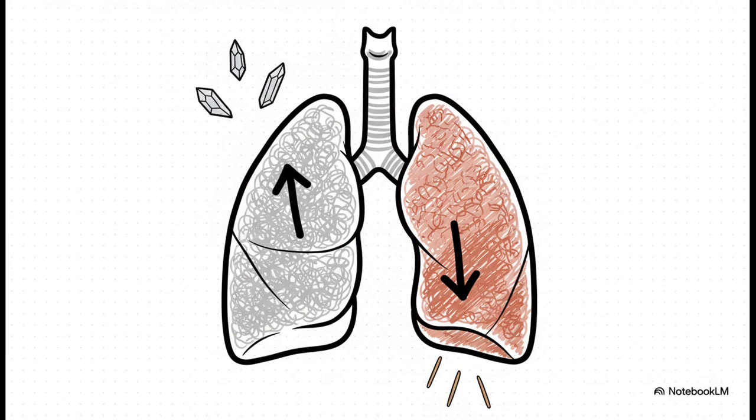We'll focus on the two big ones, silicosis, which comes from silica dust, and asbestosis, from asbestos fibers. Now, a very, very important point for your exams, please remember the locations. Silicosis loves the upper parts of the lungs. Asbestosis, on the other hand, it prefers the lower lobes. This distinction is a classic question, so don't you forget it.